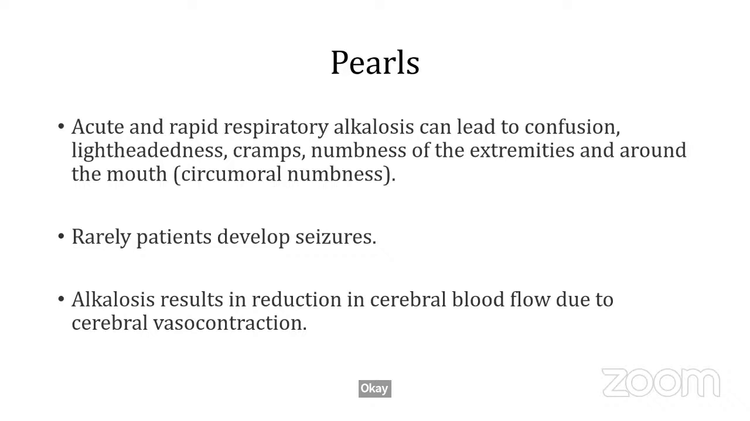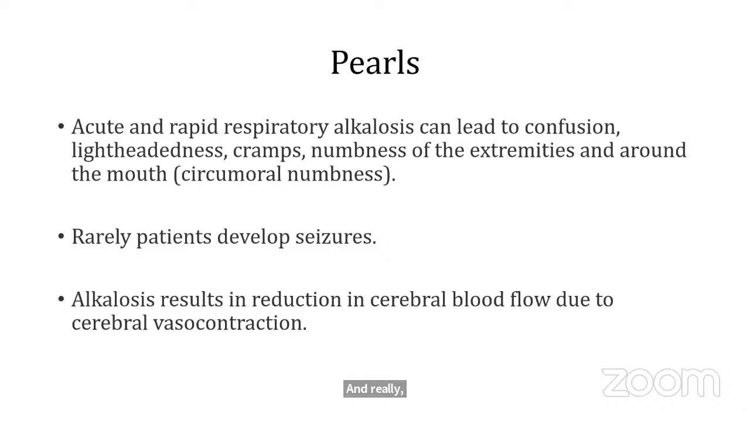Whenever we see an alkalosis, as clinicians and particularly as beginners, we often tend to ignore respiratory alkalosis because we think that that's a benign problem. But we have to remember that alkalosis can actually be very, very ominous. There are certain things that I would like you to remember always: acute and rapid respiratory alkalosis can lead to confusion, lightheadedness, cramps, numbness of the extremities, and circumoral numbness also. And rarely, patients may develop seizures.